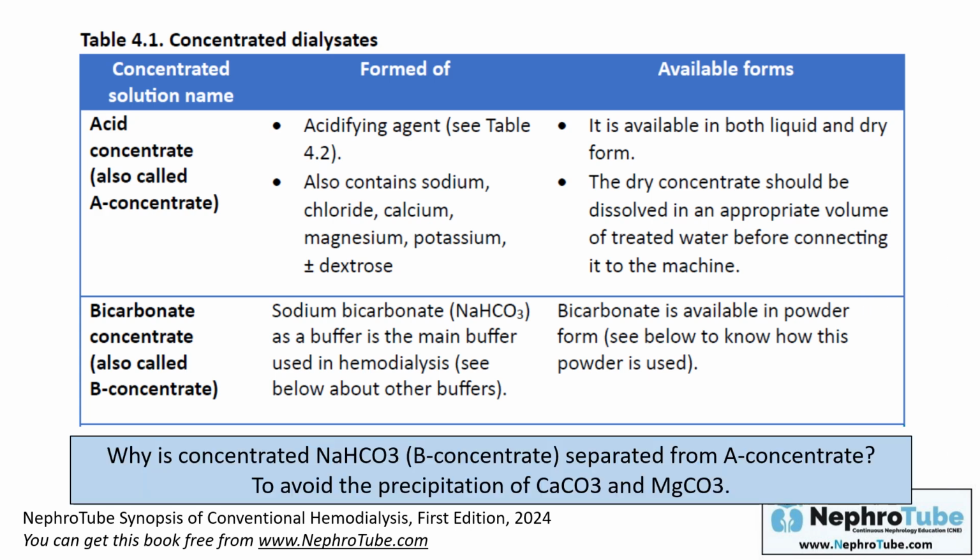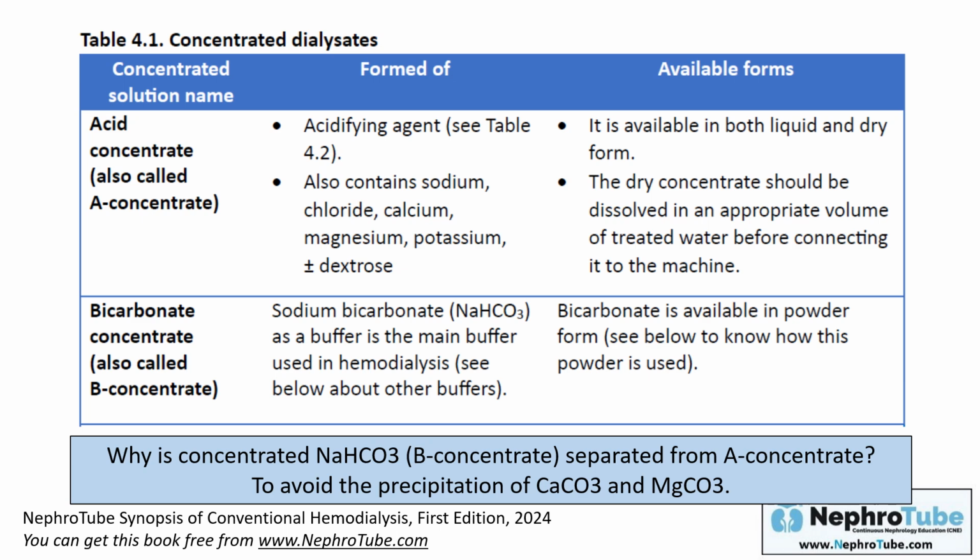The question now, why is the concentrated bicarbonate separated from the A concentrate? We'll find the acid concentrate in a separate canister, and you will find the bicarbonate in a separate cartridge, for example. This is because if concentrated bicarbonate is mixed with acid concentrate in the same canister, this will lead to the formation of calcium carbonate and magnesium carbonate, as the sodium bicarbonate will react with calcium and magnesium, and this will lead to precipitation of calcium carbonate and magnesium carbonate, and this is not accepted.